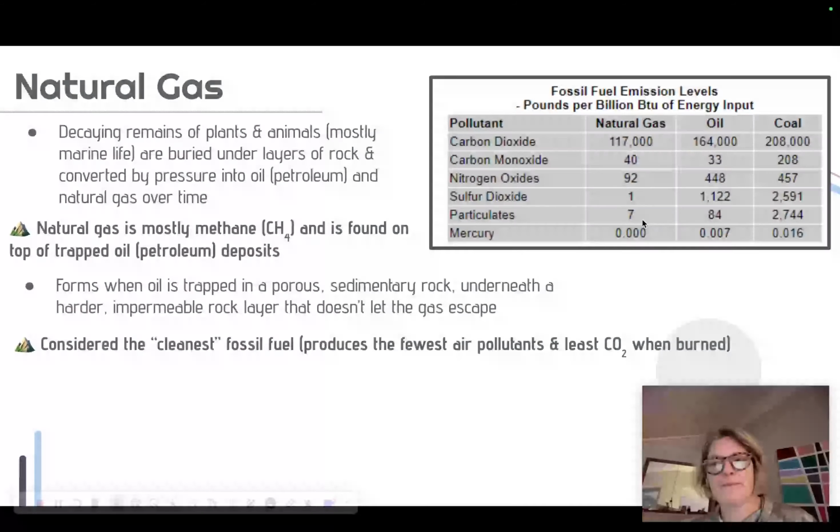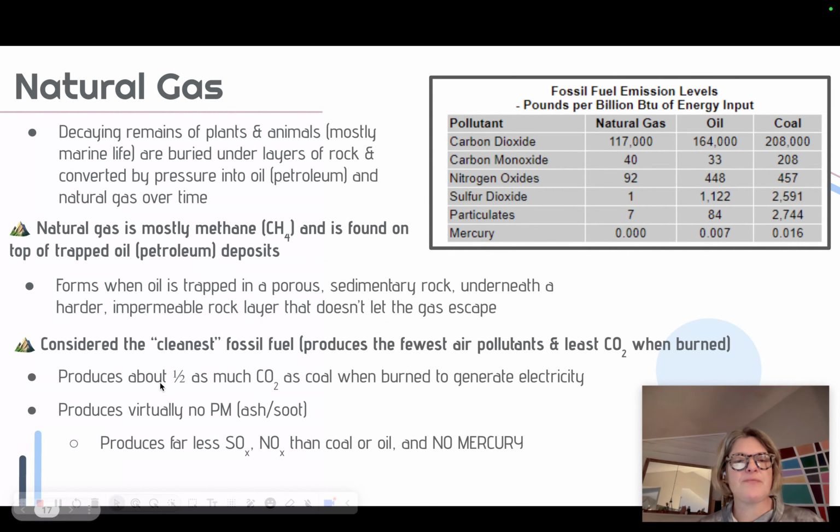It does still release some particulate matter, but look at coal. Coal's very high, and then we know what oil does to our atmosphere. So natural gas is much, much better in that regard. And then there's essentially no mercury, which is nice.